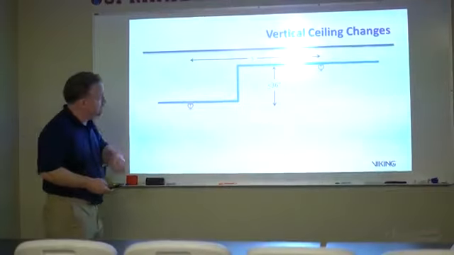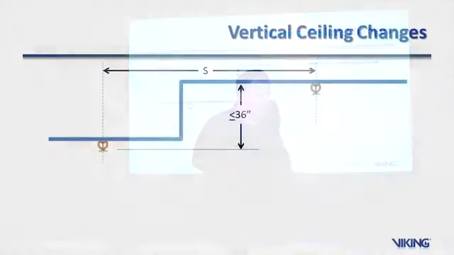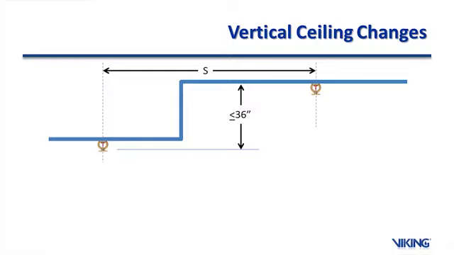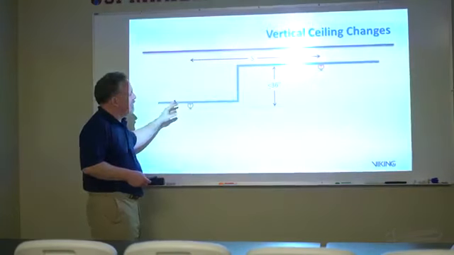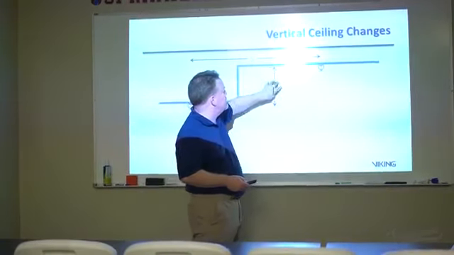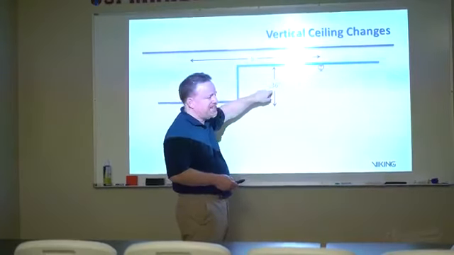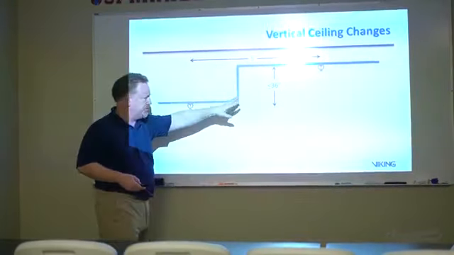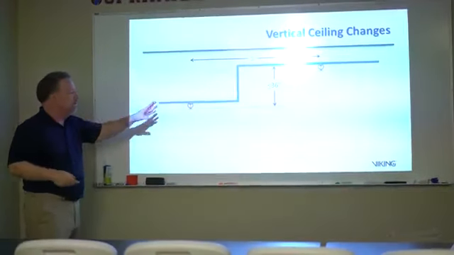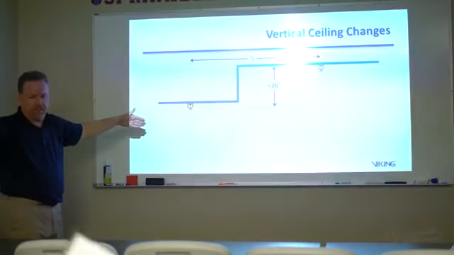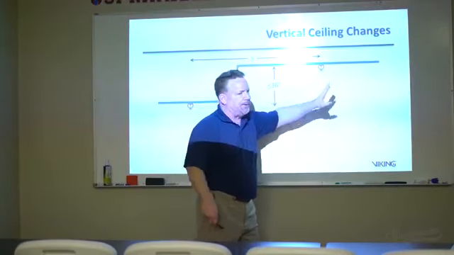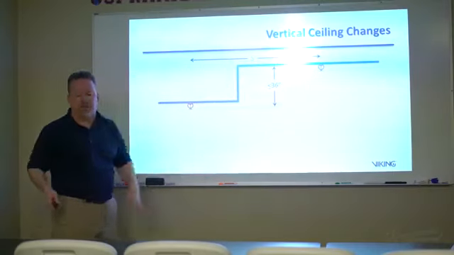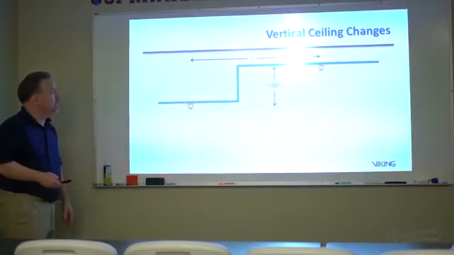Now, sometimes we also have to look at our sprinklers and determine how they're spaced in relation to a stepped ceiling. Okay? So in this particular case, the standard says that if this particular step is 36 inches or less, then we can treat it kind of like a flat ceiling. We can just spread the S distance between this sprinkler and this sprinkler. The S distance is 15 and whatever it is. We don't have to worry about it.